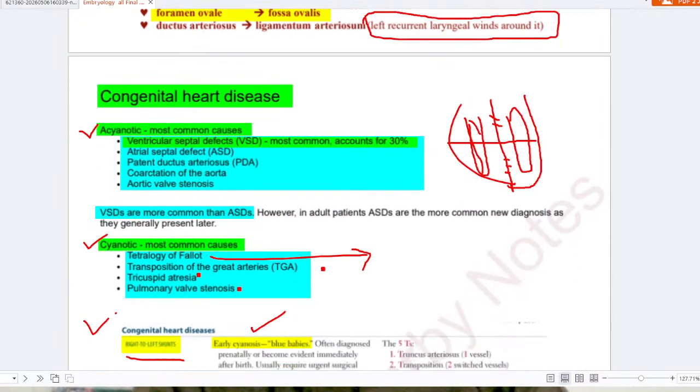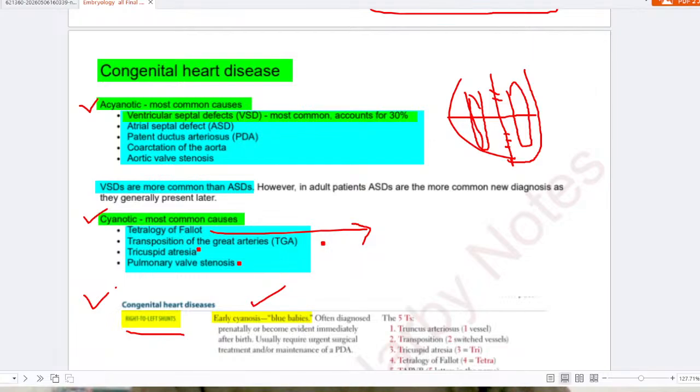Congenital heart disease. Here we need to check.